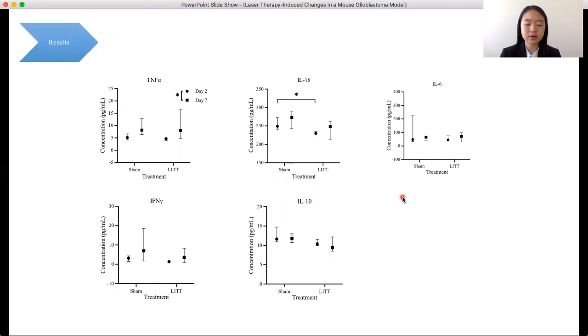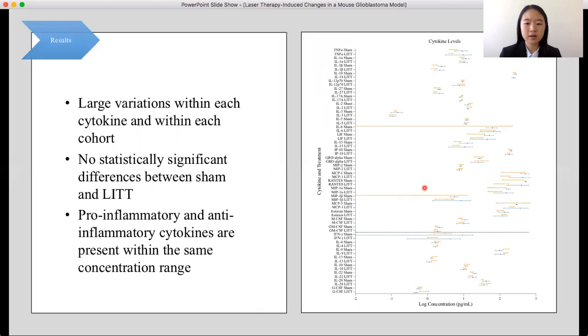So looking at these cytokine concentrations globally, I plotted all of this using a log concentration. On day 2, these cytokine concentrations are represented by the orange bars, and then the blue bars represented the brains that were harvested on day 7. So from this graph, you can see that there are large variations within each cytokine and even within each cohort. Interleukin 16 sham, we can see a huge error bar. There was no statistical significance between the sham and LITT-treated groups except for interleukin 18.